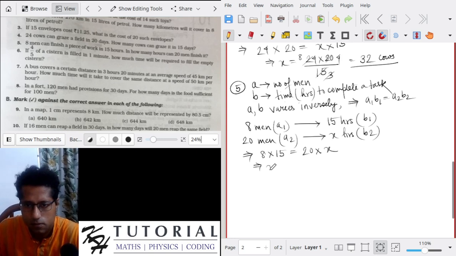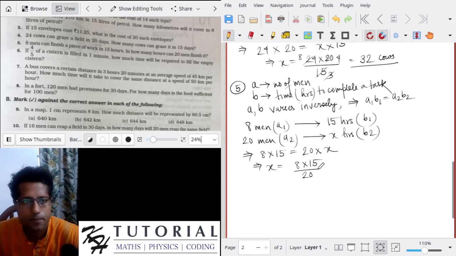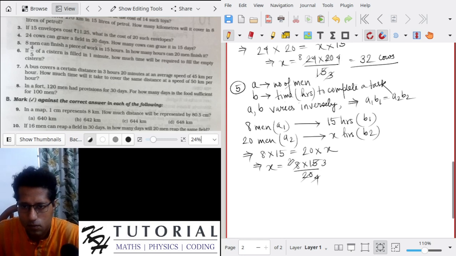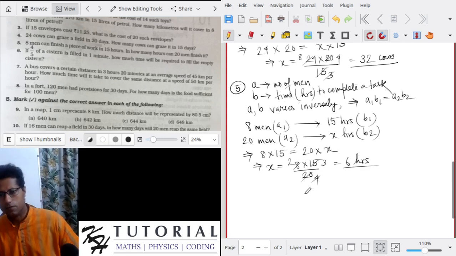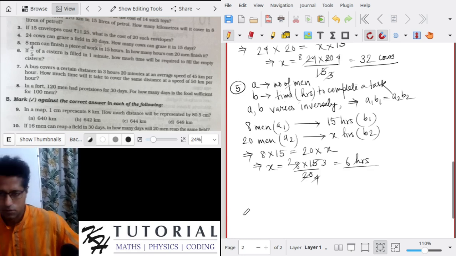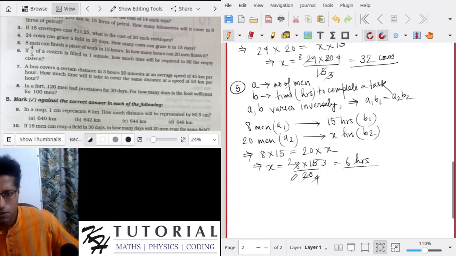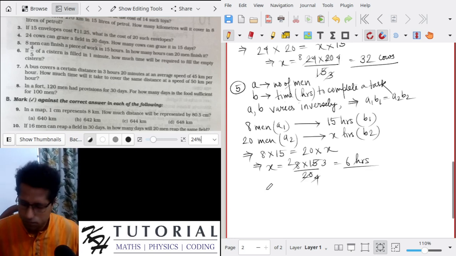This implies X equals 8 into 15 divided by 20. So this is 6. So 20 men will finish the work in 6 hours. Definitely it will finish the work in less than 15 hours, because 20 men is more than 8 men.